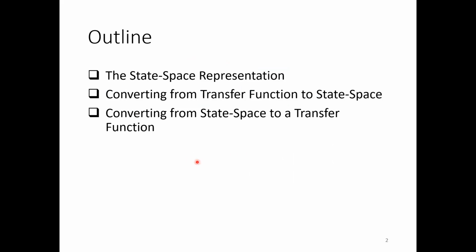The outline of this chapter is state space representation. First of all, we'll see the state space, then converting from transfer function to state space, then converting from state space to transfer function. In the third portion, we need to know the adjoint matrix as well as the determinant, that's why I have shown those things to you. So let's move on.